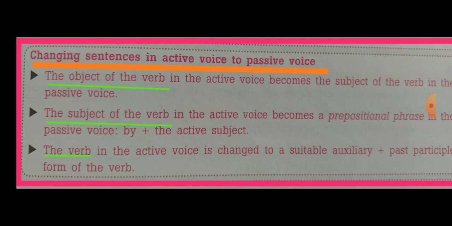So in the previous video we discussed that three changes we have to bring in a sentence if we are changing a sentence from active to passive voice. So what are the three changes? First change is to change subject into object, and second change is to change object into subject.